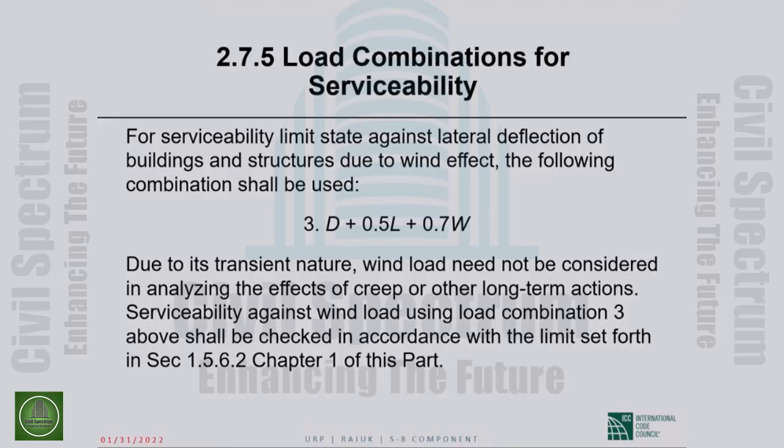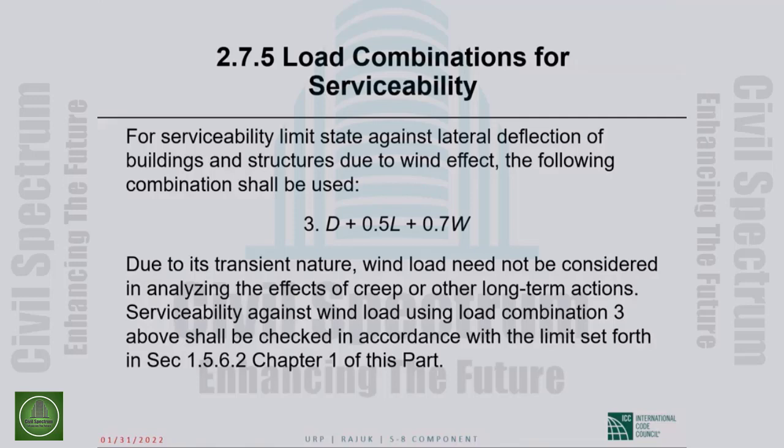Now, why is it 0.7 W? Wind is already so-called service level. Remember, in strength design, we multiply that by a load factor of 1.6. So service level wind, why do we reduce it? That is because the service level wind of AC 705, which is in BNBC 2020, has a return period of 50 years. That is wind load that the structure is likely to experience once in 50 years.